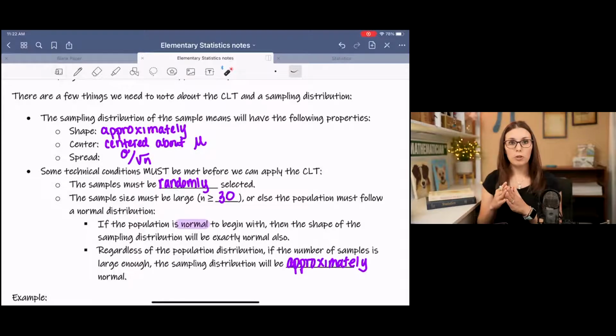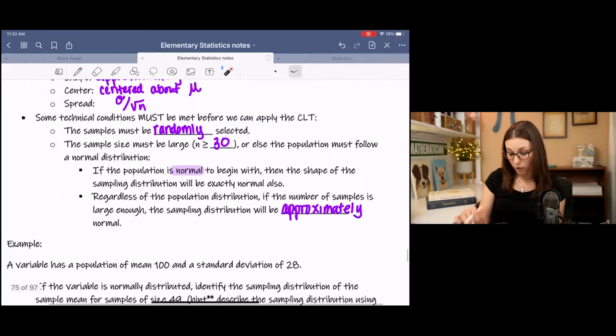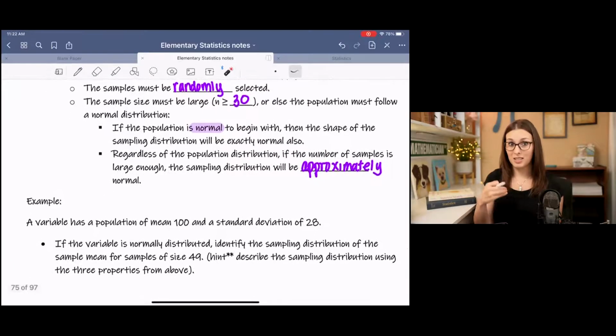So before you can even assume the things that we know from the central limit theorem, you have to make sure that the samples were randomly selected. You have to make sure that the sample sizes were large. And if they were not large, then the population had to be normal. And if you don't know anything about the population, then you need to be very cautious about using the central limit theorem. And if you do continue to use it, then you need to state we have to be cautious about our conclusions because these things were not met.